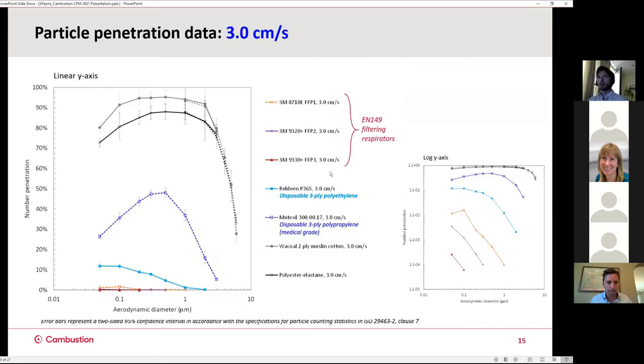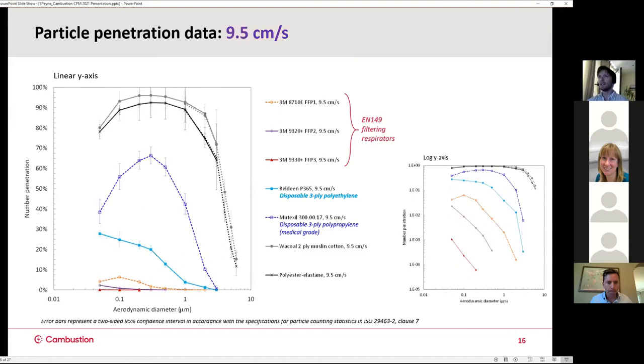So here's particle penetration data for all the face mask samples, starting at 3 centimeters per second. You see there are large differences between the groups of face coverings, and the cloth filtration efficiency is generally poor at the submicron size range. That's because the interaction of particles is with the yarns rather than the individual fibers. As expected, the regulated respirators show excellent filtration efficiency, which is why I've reproduced the graph on the right with a log y-axis just to show those.